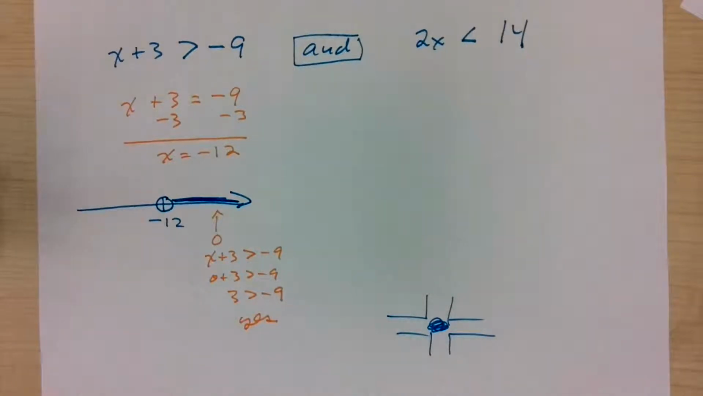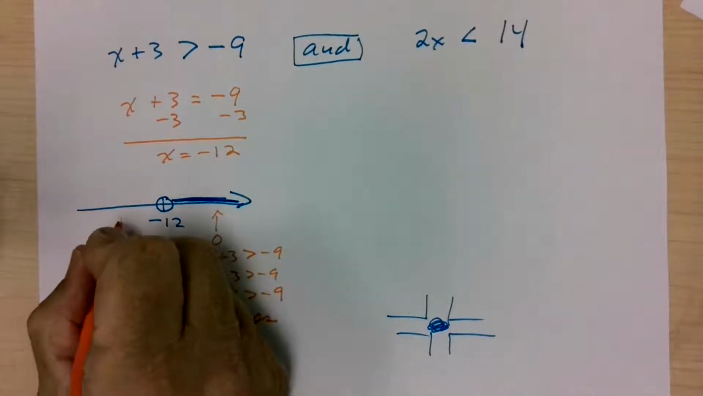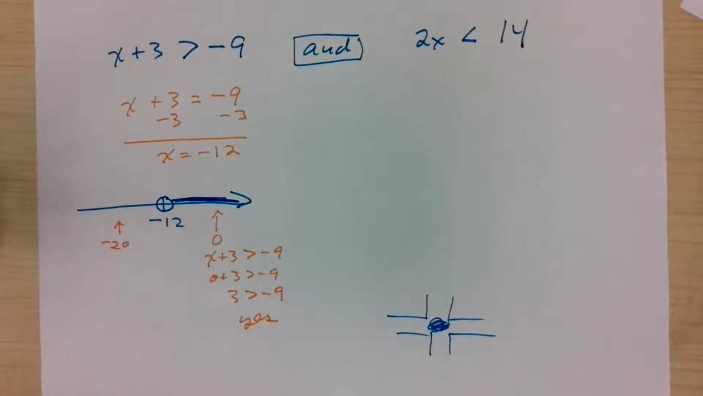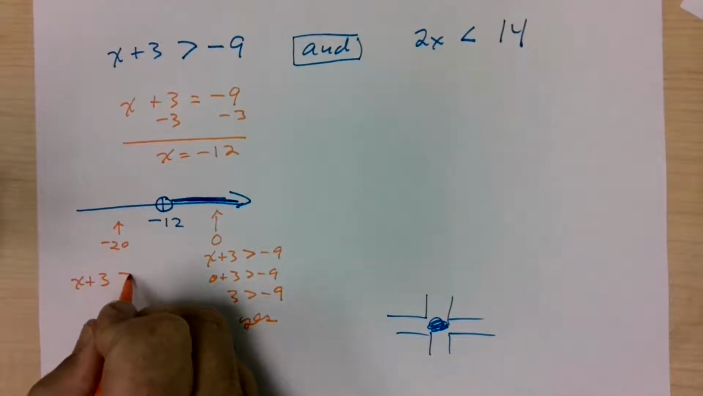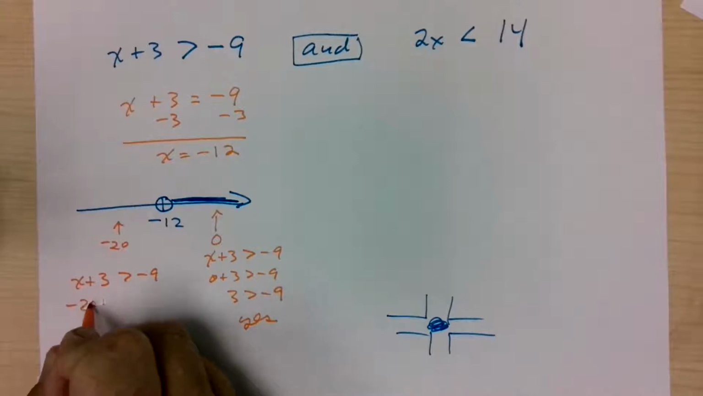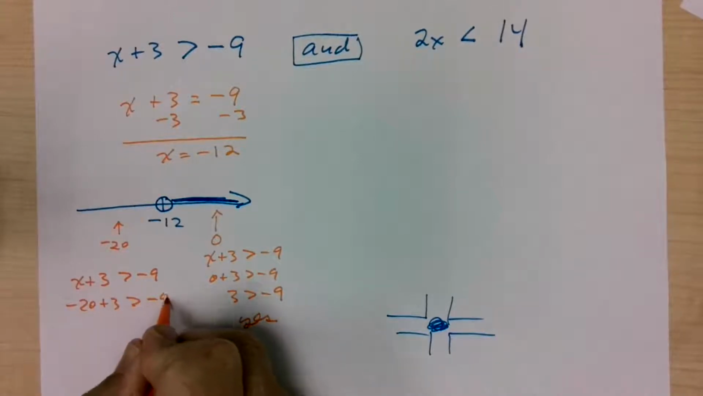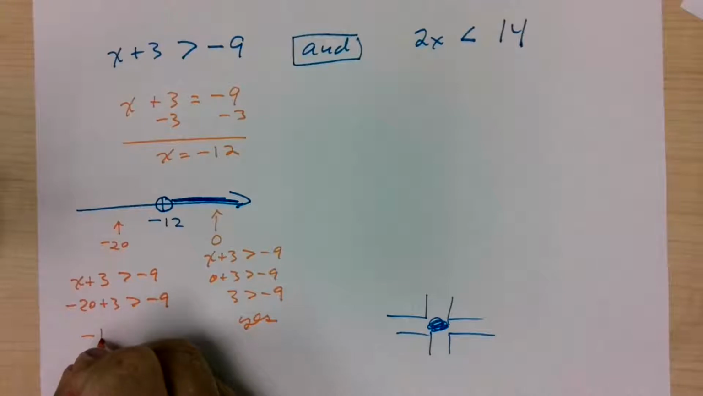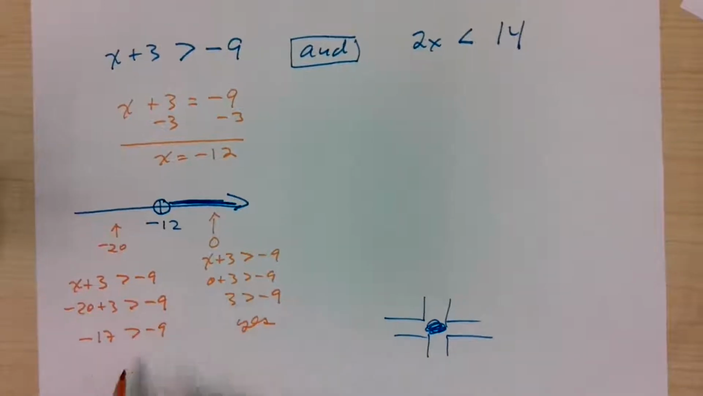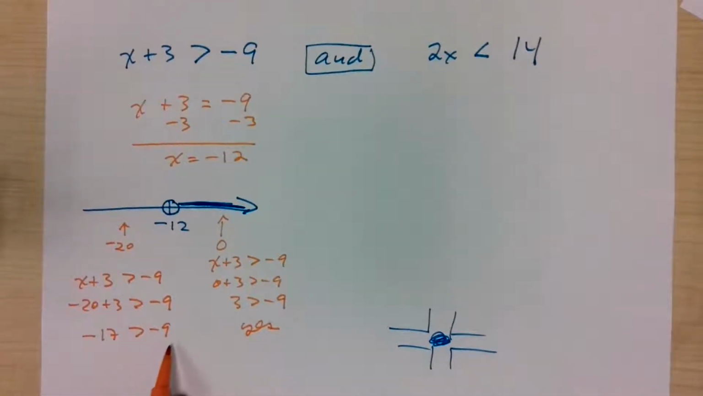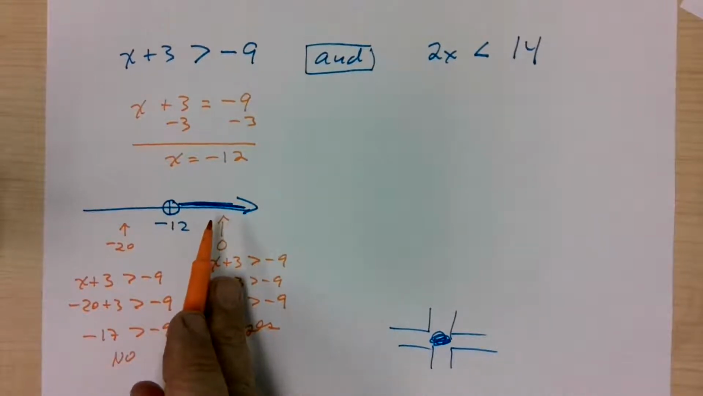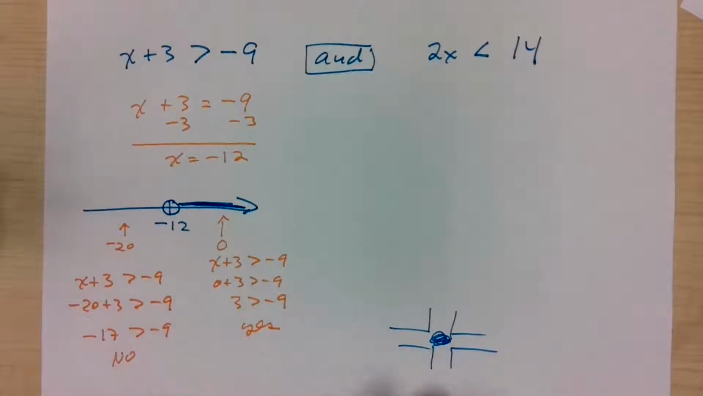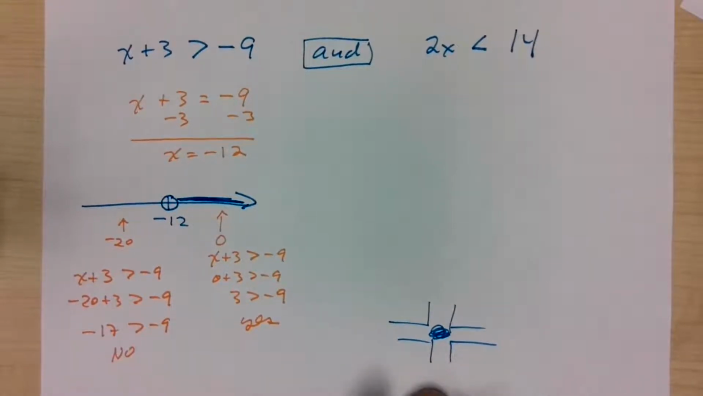Now, to the left of negative 12 might be, I don't know, negative 20. You can choose anything you want to choose. Then I have x plus 3 greater than negative 9. Negative 20 plus 3, negative 17 greater than negative 9. Is owing $17 better than owing $9? That's no. So indeed, that is my shape for the first one. I'm not going to do interval notation until the very end, though, because I want to do both of these.